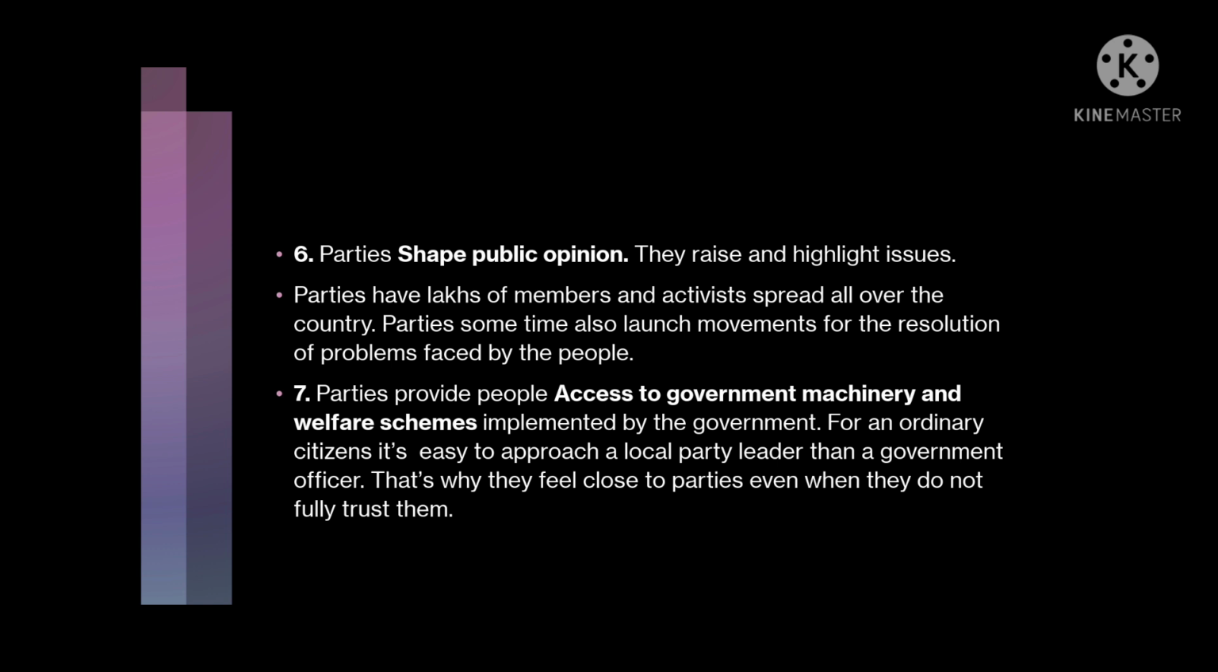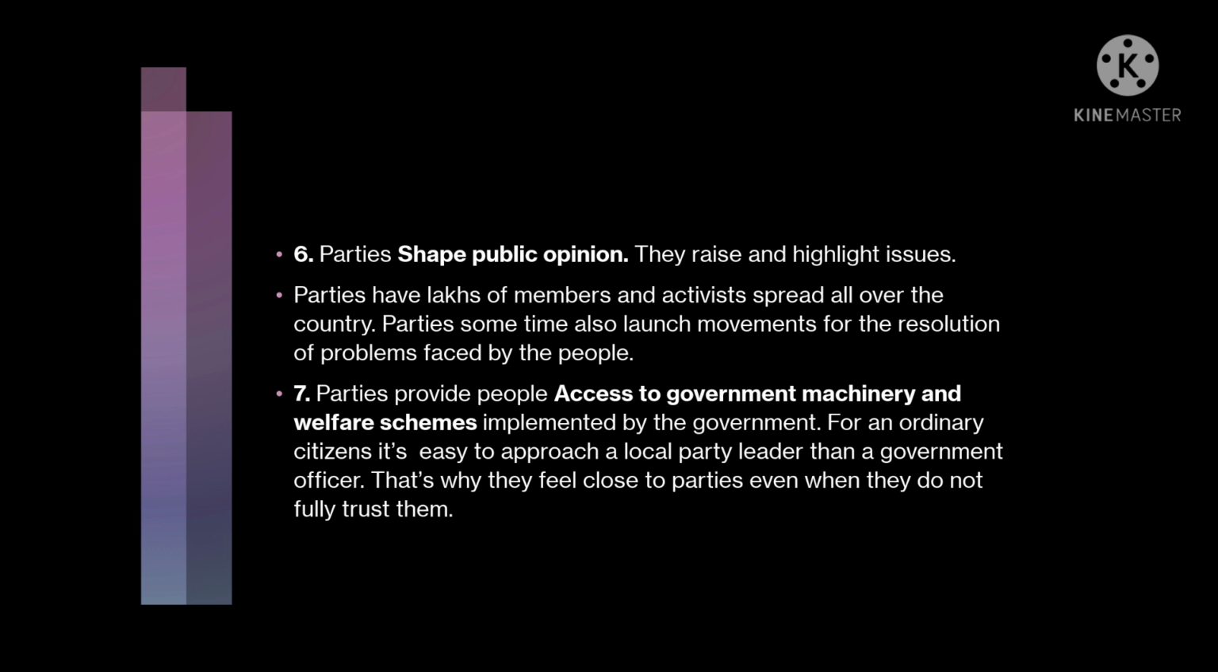Even the parties have to be responsive to the people's needs and demands. If they are not responsive to the needs of the people, usually people can reject those parties in the next election. So that is the seventh function of the political party. Parties provide people access to the government machinery and welfare schemes.